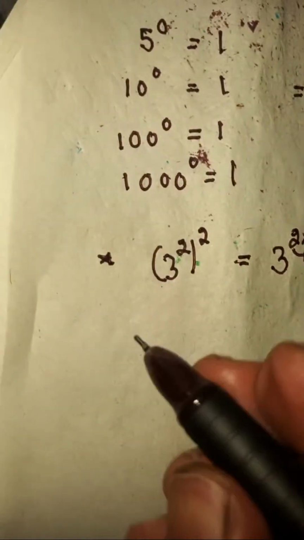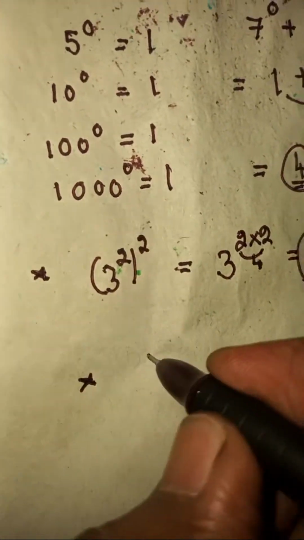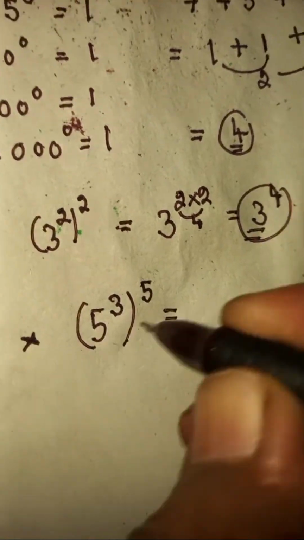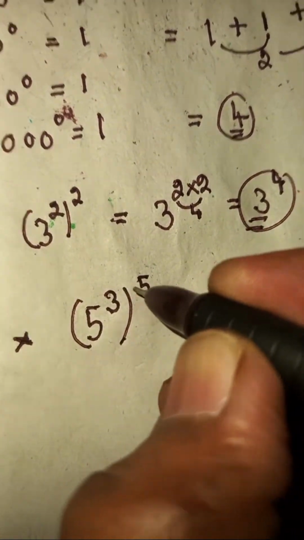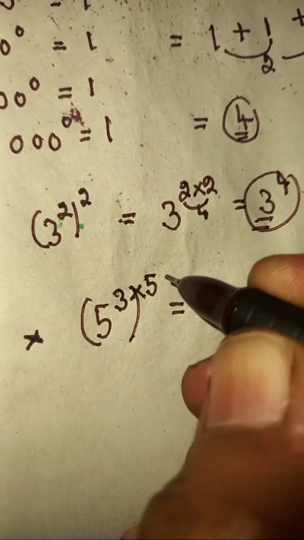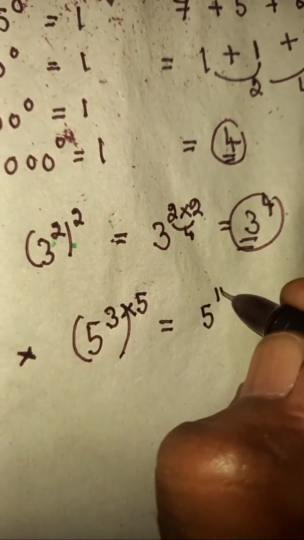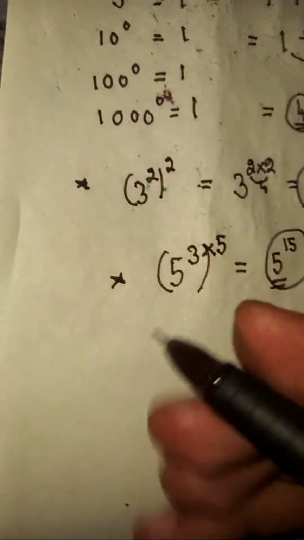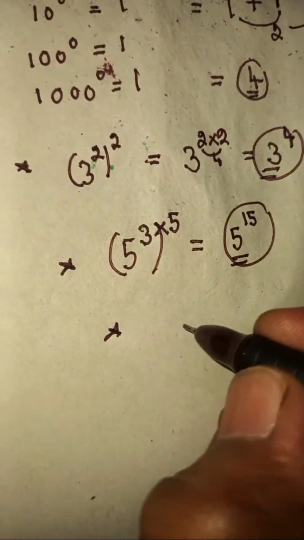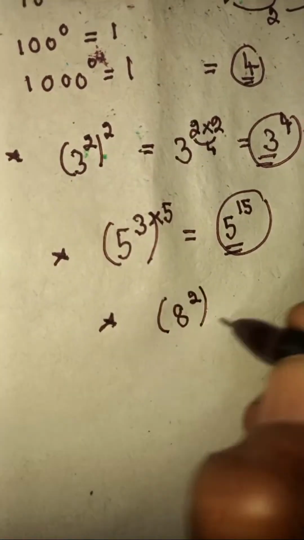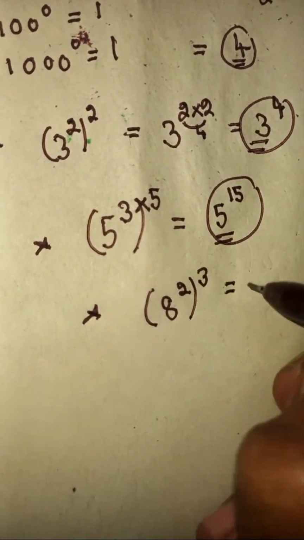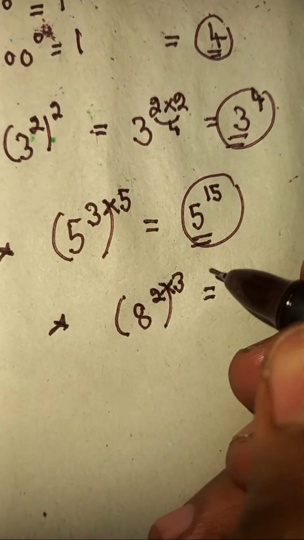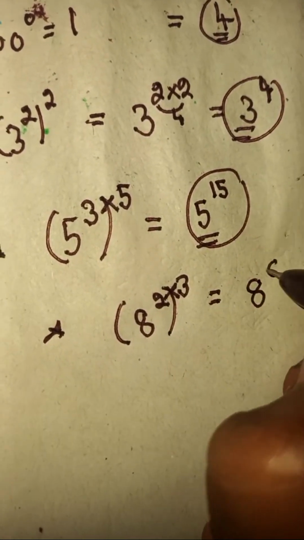I take another problem. Here it is 5 cube whole power of 5. Here also just multiply those two. Here 3 times 5 becomes 15. So it is 5 power of 15. Let's take even one more problem. That is 8 power of 2 whole power of 3. Here also just multiply them. 2 times 3 is 6, so it is 8 power of 6.